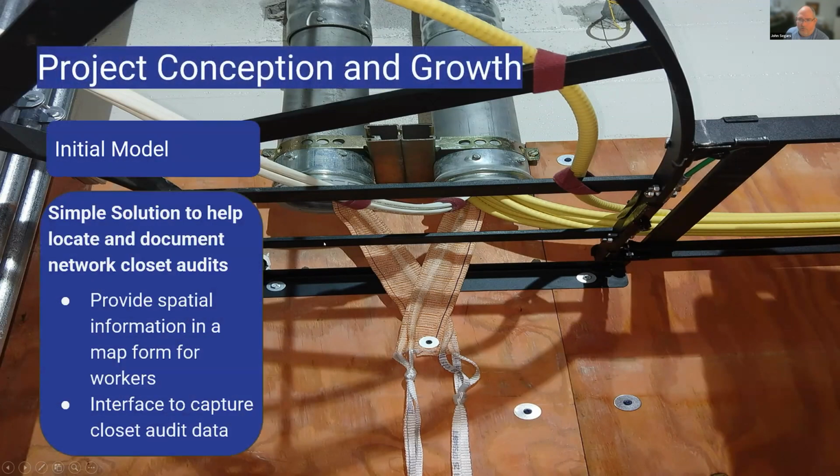Project conception and growth. The initial model was going to be a simple solution to help locate and document network closets. We'd provide spatial information in the form of maps to workers and employees and perhaps student workers, and they would use a JavaScript interface to record audit data for each of the various closets.